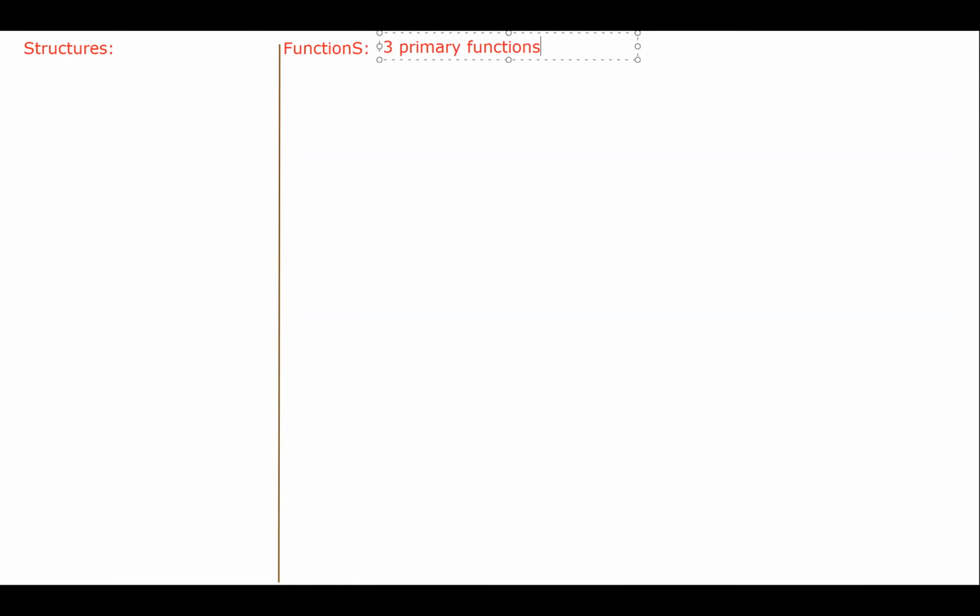The first, no. That's red. This one I want blue.